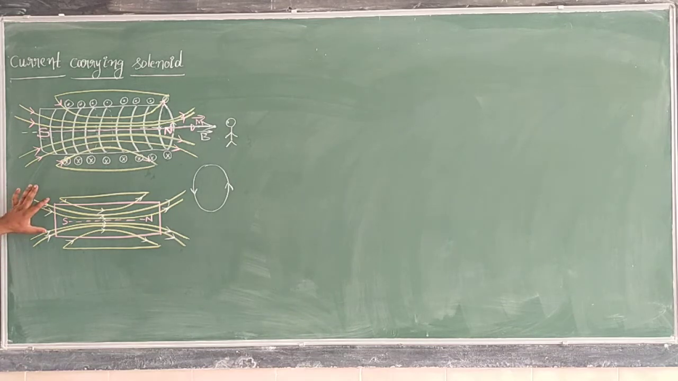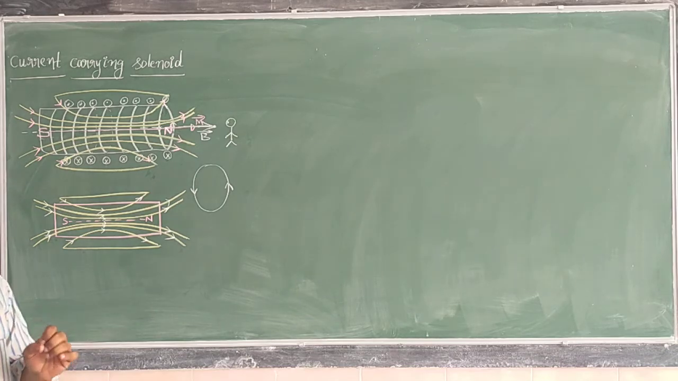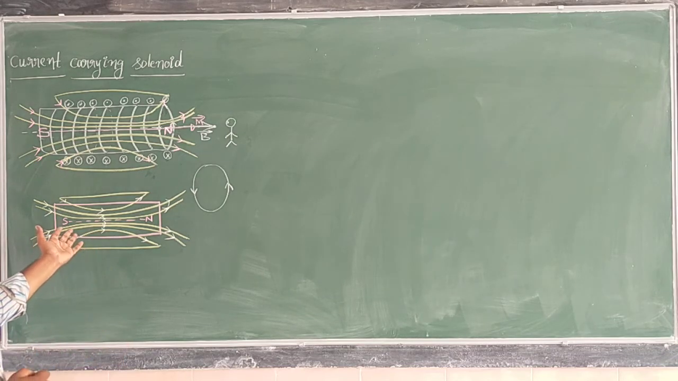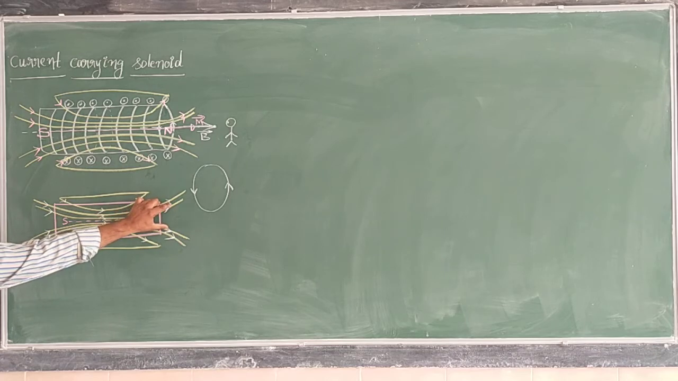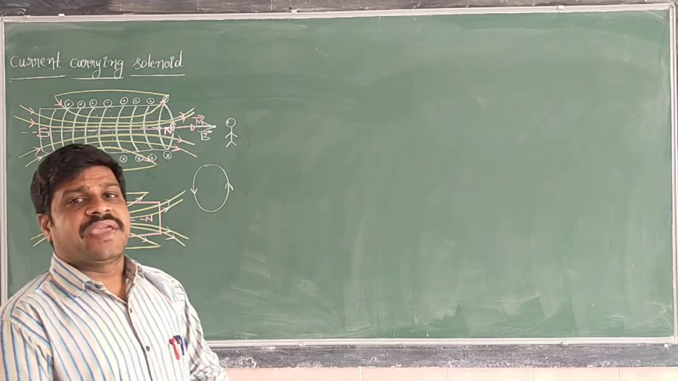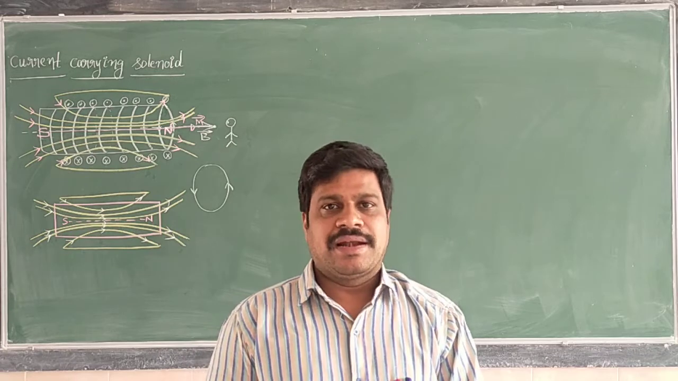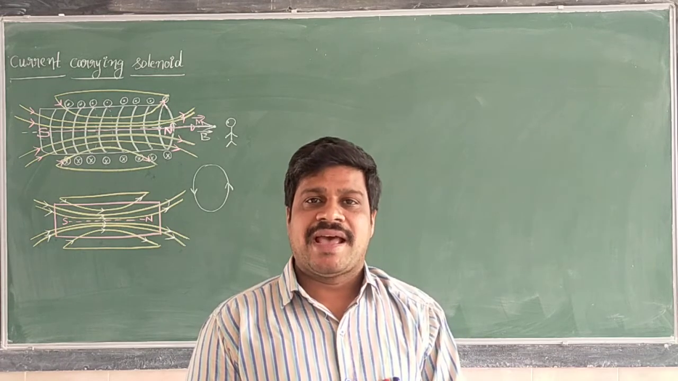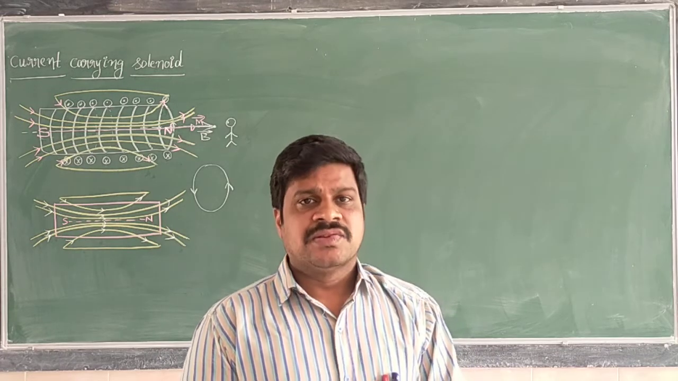Whether you are observing or not, in the case of the bar magnet and in the case of the solenoid, in both cases clearly what we are observing is magnetic field lines entering and leaving, the same in both cases. That's why we can say the current carrying solenoid behaves like a bar magnet.